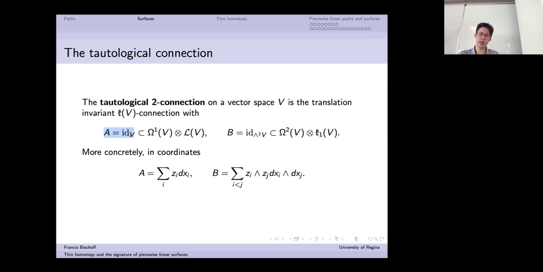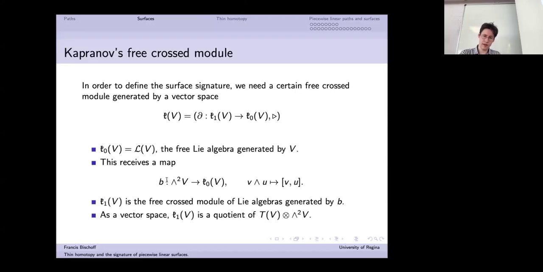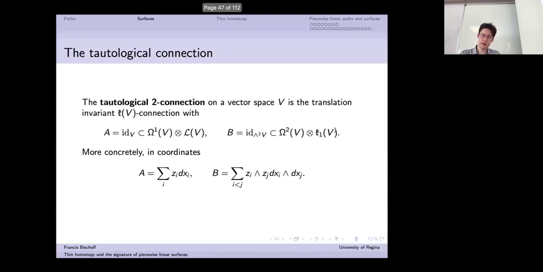The identity of V is in V star tensor V. I view V star as something in omega 1 of V, and then V in the free Lie algebra. And then for B, I take the identity on wedge 2 of V. So it's something in wedge 2 V dual, which I think of as in omega 2 V, tensor wedge 2 V, and that wedge 2 of V is the thing that's generating this K1 of V. So in coordinates, you get this explicit expression.